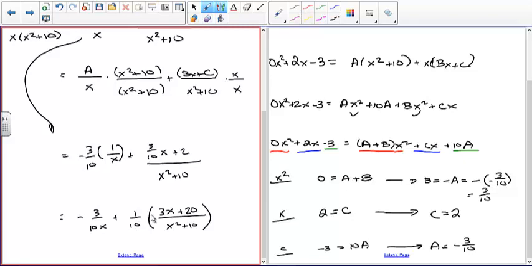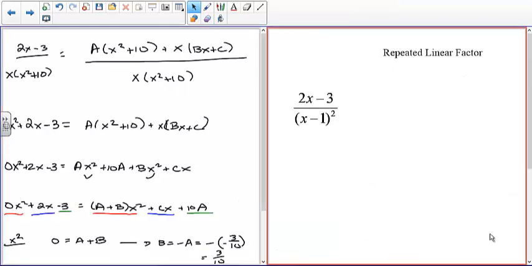Okay, so that's how you deal with linear factors and quadratic factors. Okay, so we've covered two cases so far, which is distinct linear factors and a quadratic factor, which is, well, it's a linear factor with a quadratic factor. So let's just look at some other cases.